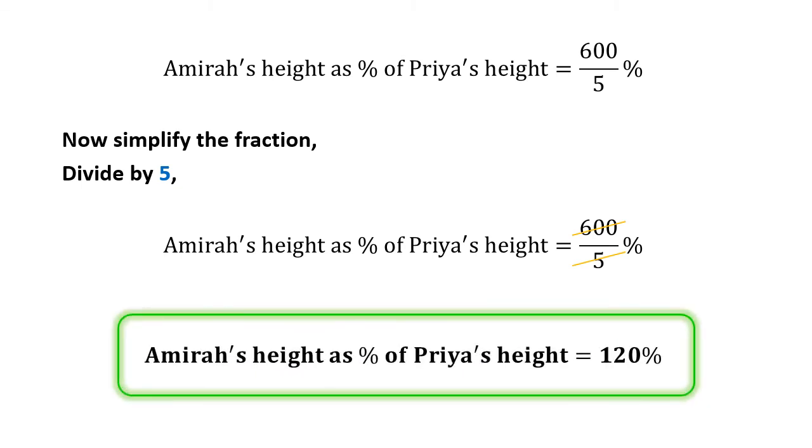Now simplify the fraction as shown. After simplification we have 120%. Therefore Amara's height is 120% of Priya's height.